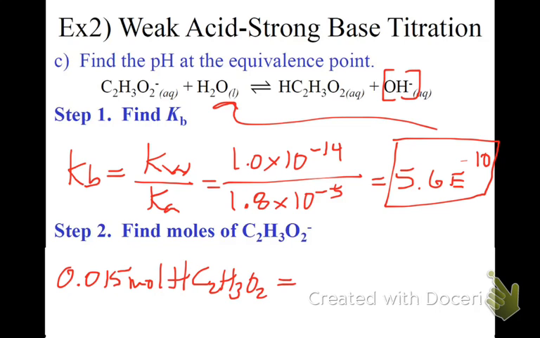Since we've reacted all of this, it's a 1-to-1 ratio. That means at the equivalence point, we would have 0.015 moles of the C2H3O2-. There's not going to be any of this vinegar or acetic acid left quite yet. All of it has reacted to form this acetate. So at this point, we have this many moles of the acetate.